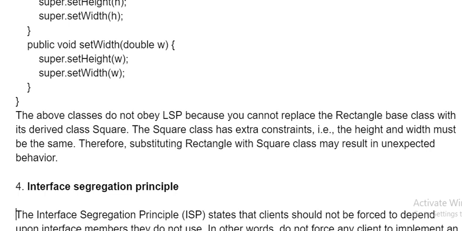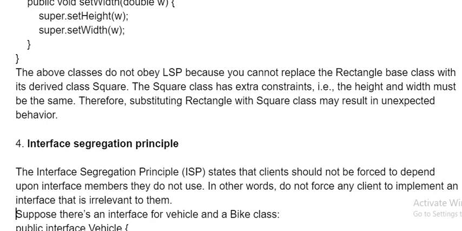What we can do here is we can have a Shape class, and then these Square and Rectangle classes can extend the Shape class, and we can have some methods in that Shape class which the Square and Rectangle classes can override.